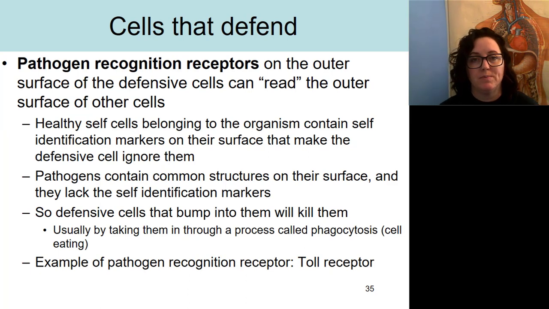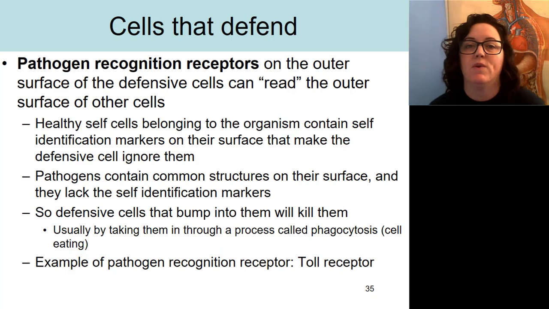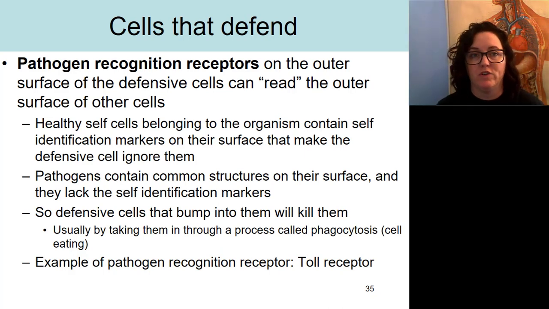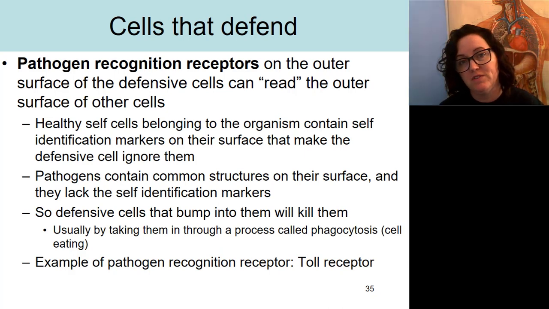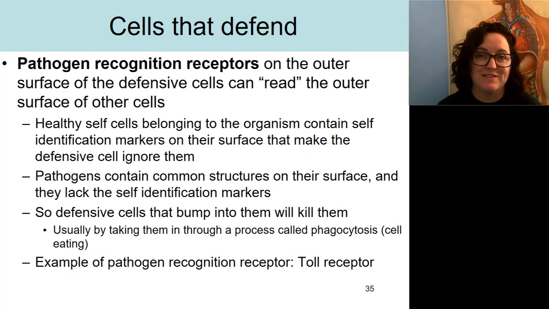Even though we're using a receptor here, this is not specific. The receptor doesn't recognize a specific pathogen, right? It just recognizes, okay, this is a bacteria. It can't recognize that this is E. coli bacteria or Salmonella bacteria. So this is still considered nonspecific. These receptors are called pathogen recognition receptors, which makes sense because it helps the cell to recognize the pathogen.